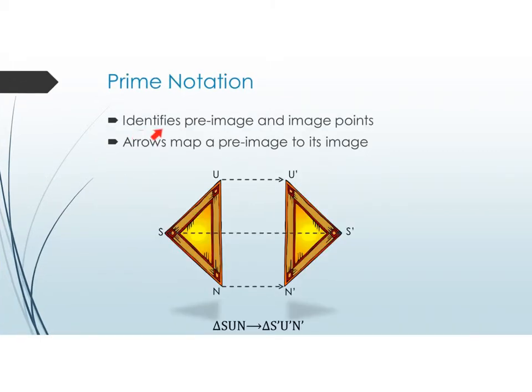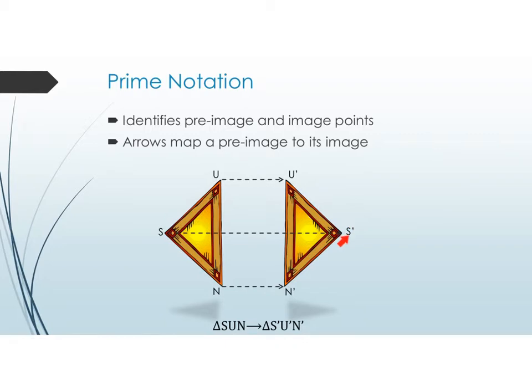Okay, this part's really important. Prime notation identifies the pre-image and image points. Arrows map a pre-image to its image. So the pre-image over here, the original, is S-U-N. Sun. Hey, that's funny, isn't it? S-U-N. Now notice over here, you see S-U-N again, and it's flipped over. But you notice it has prime marks.